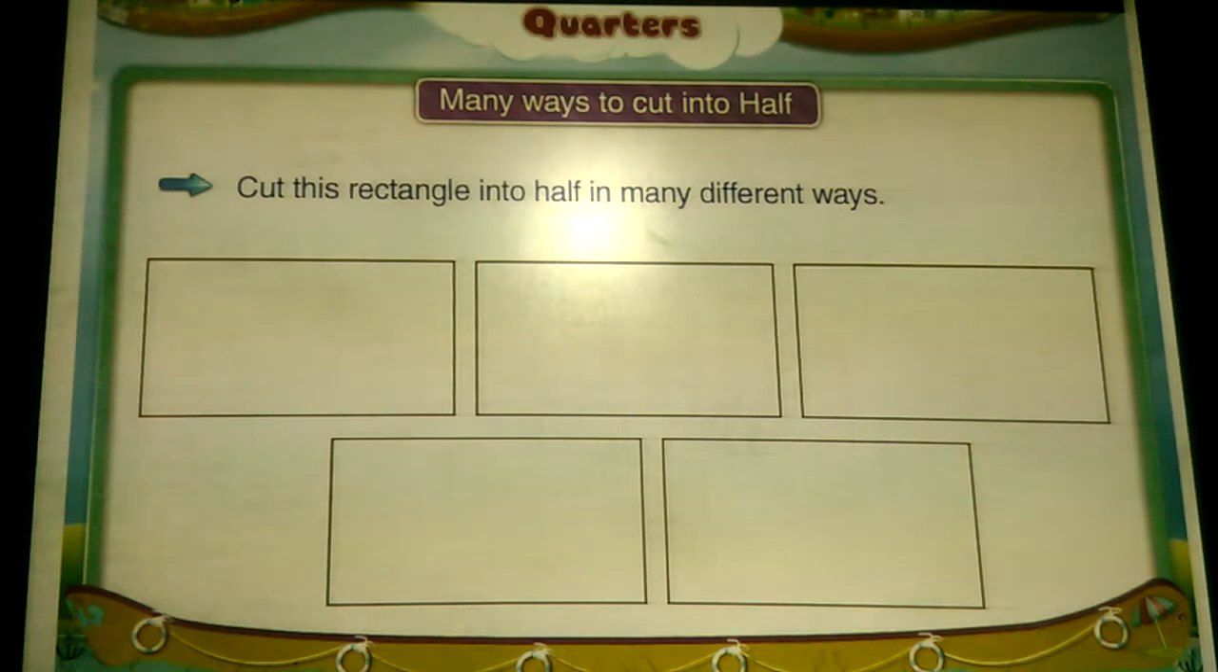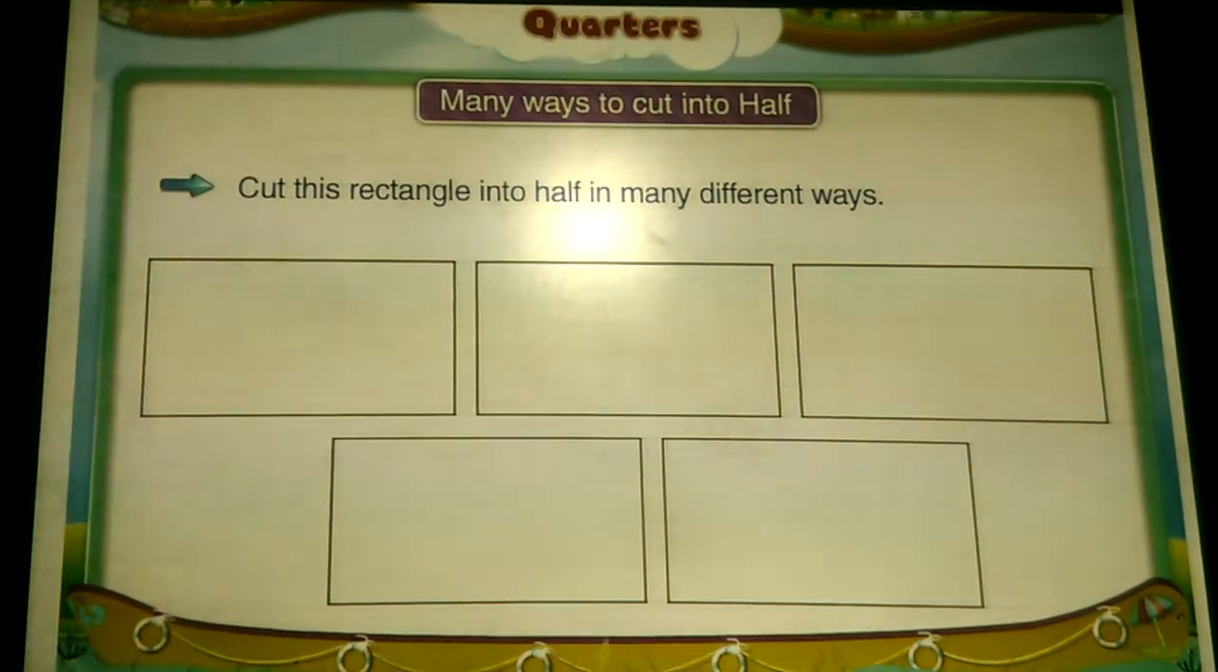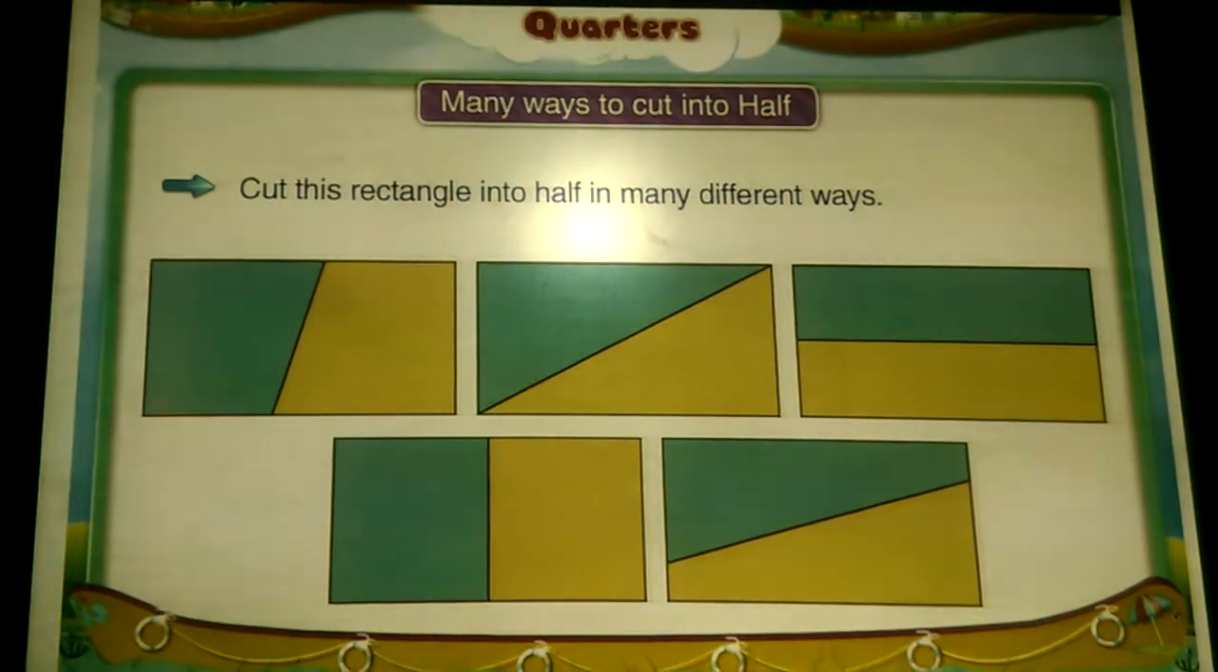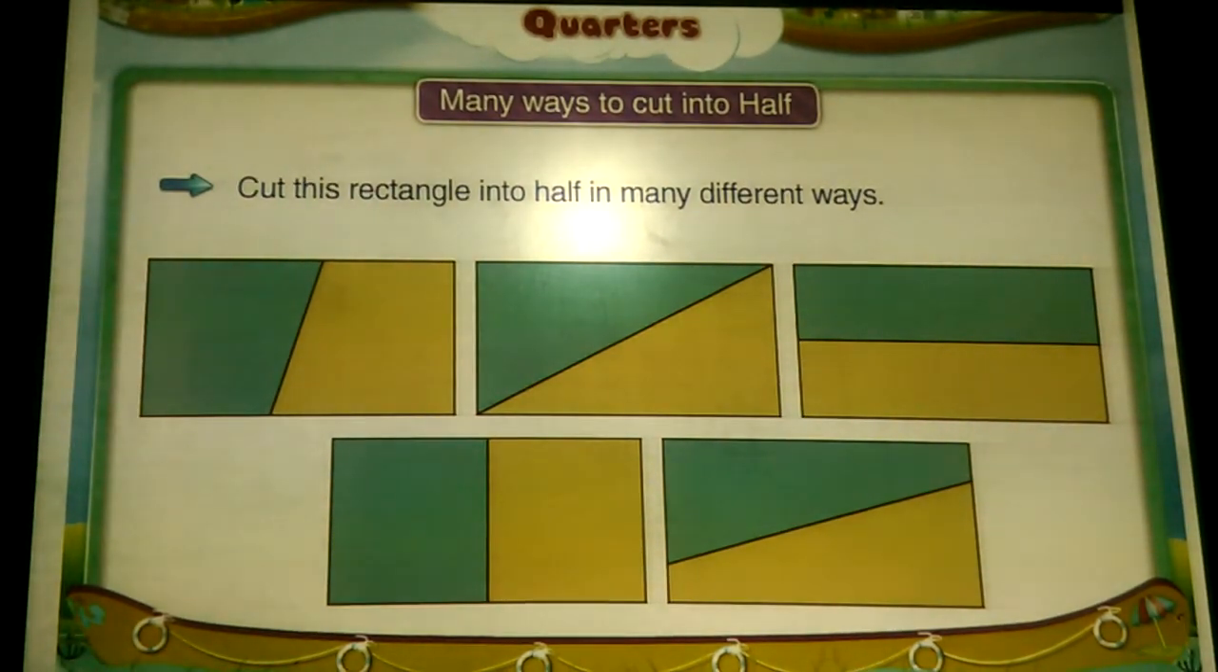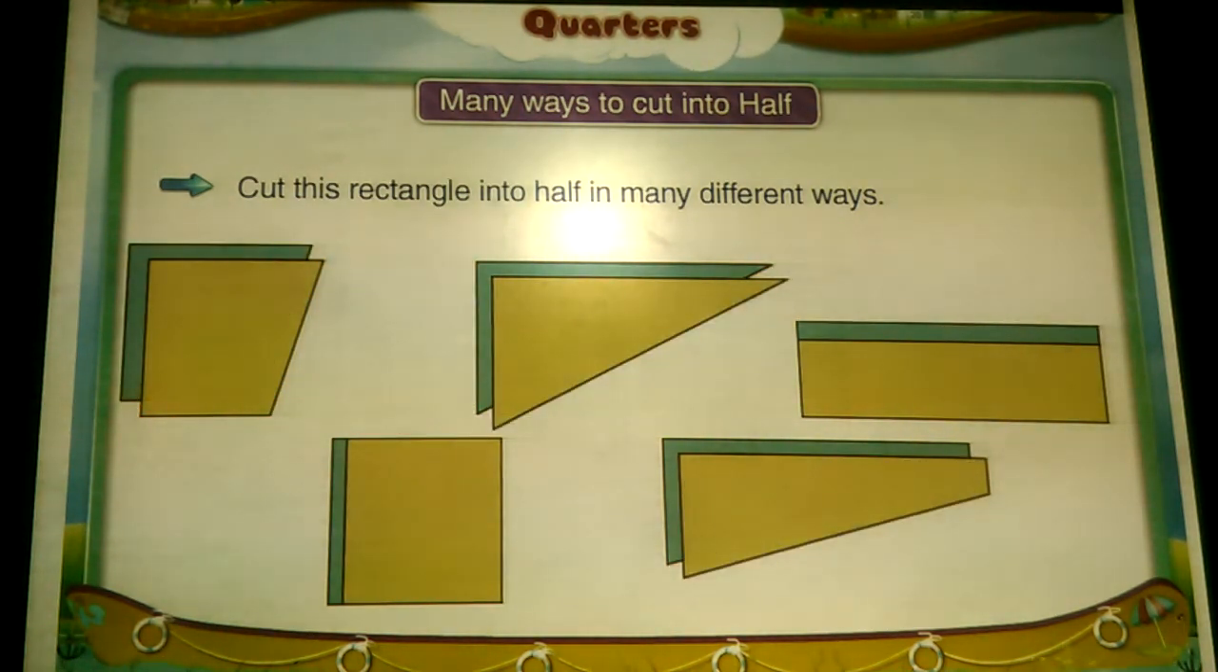We can cut this rectangle into half in many different ways. Here, the rectangle is divided into 2 parts in 5 different ways. Observe them carefully. We will check if these parts are equal or not. In all, the 5 ways we divided the rectangle, each part exactly fits on the other part. So, these 2 parts are equal.